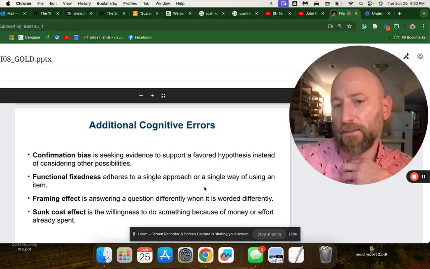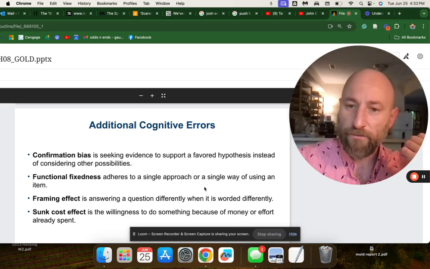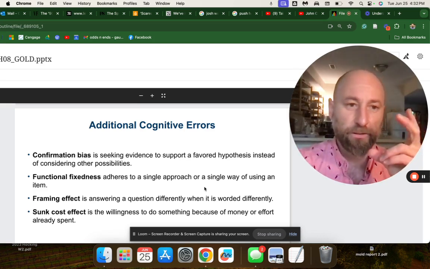Okay, functional fixedness adheres to a single approach or a single way of doing things. It's kind of like, sometimes it's like these critical thinking things.